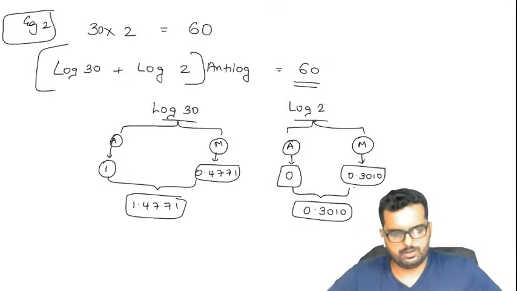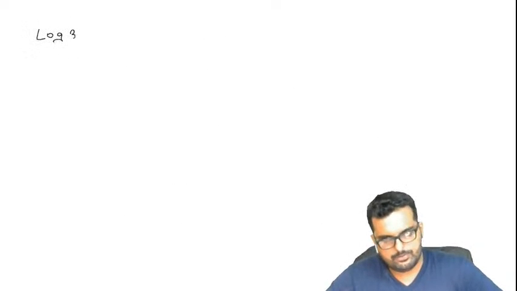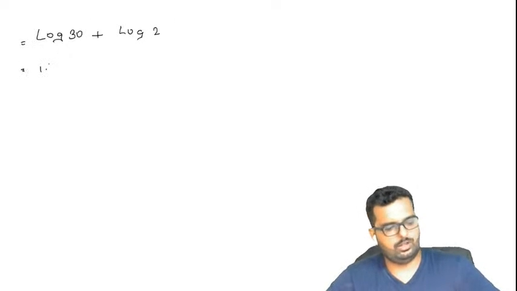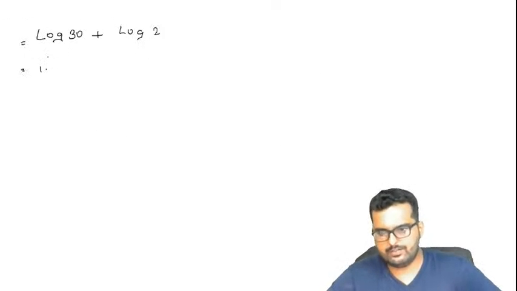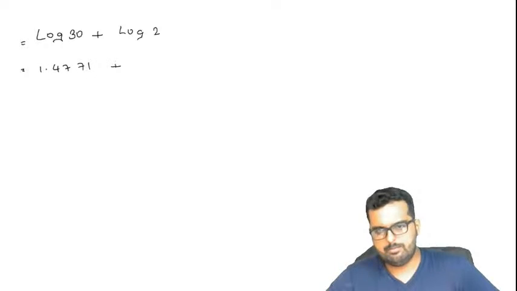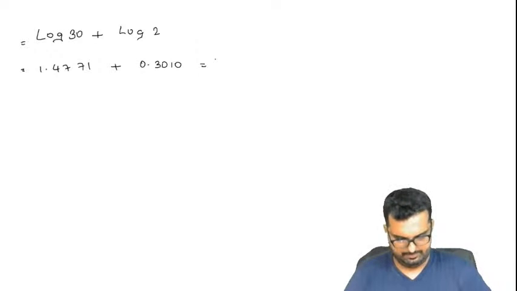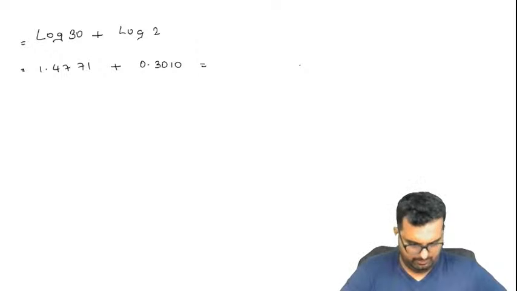Alright friends, have you all put up till here? So now if I want to do log 30 plus log 2, the answer what I will do would be 1.4771 plus 0.3010. If I add up these two numbers, what is the answer I get? I get the answer as 1.7881, correct?